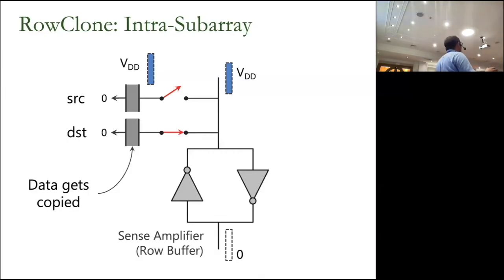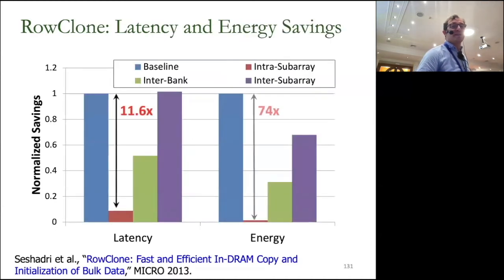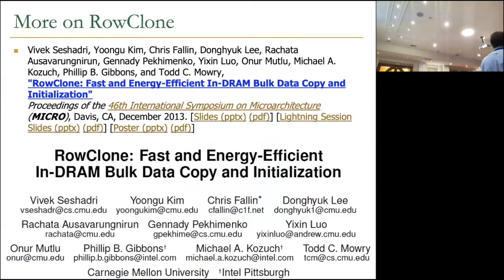And copy initialization is a special case of copy. If you want to initialize a row, you initialize one row to 0 and copy it to other rows, for example. So you get significant latency savings and energy savings. These are DRAM energy numbers, so you can see the numbers over here. And in the paper, we discuss application-level impact and benefits.